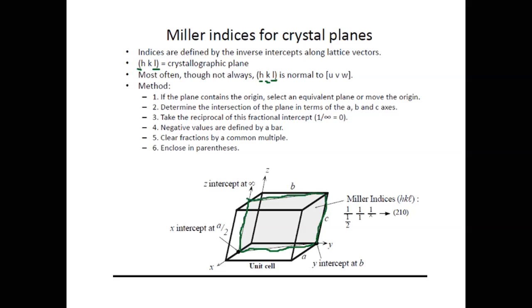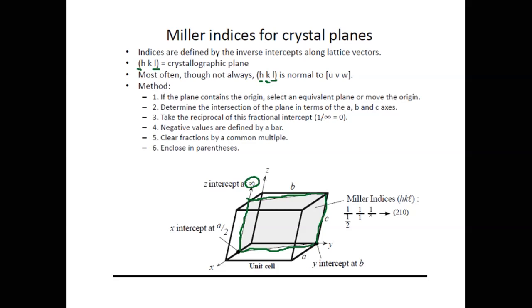But what you also notice is that it will never cross the z-axis. Remember, planes are two-dimensional. So since it never crosses the z-axis, it has a z-intercept at infinity. Anytime your plane doesn't cross an axis, it's given the value infinity as the intercept.